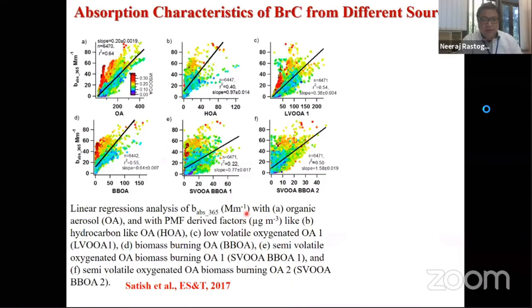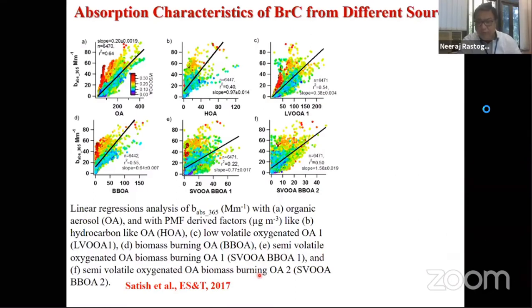Here, these are the absorption coefficients, and these are different AMS derived parameters. I will not go into too much detail. Just see here, this is the linear regression analysis of absorption coefficient with total organic aerosol we have measured. See the slope here, and then with PMF derived factors like hydrocarbon-like OA, low volatile oxygenated OA, biomass burning OA, semi-volatile oxygenated OA type 1, type 2, and then semi-volatile oxygenated OA biomass burning.